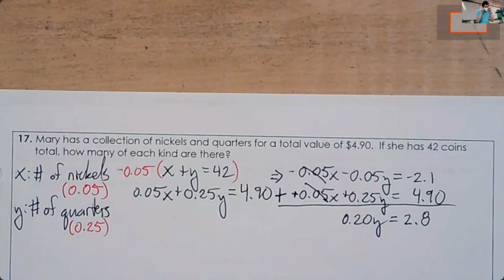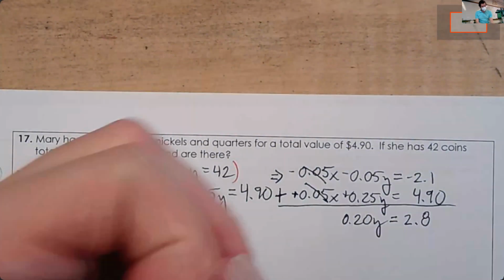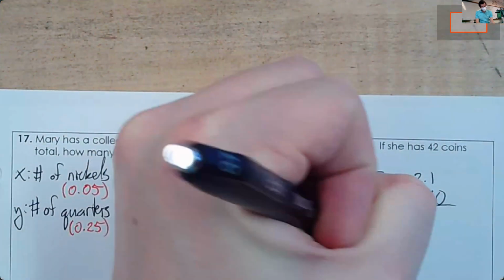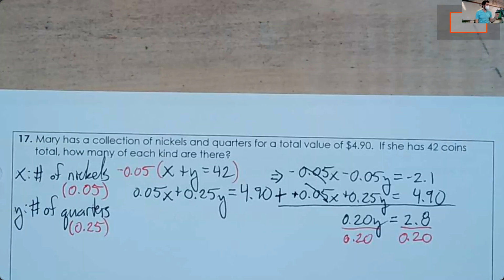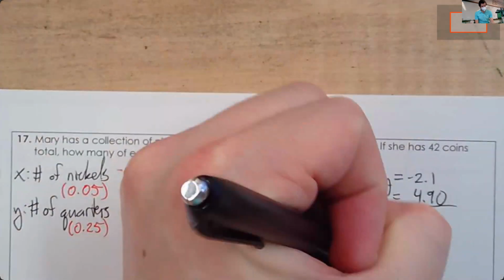So we add together the two equations, and then we're going to divide both sides by 0.20. And this should give us another positive whole number because we're trying to figure out how many nickels and how many quarters there are. You either have 1 or 2 or 3 or 4. You don't have half of a quarter or anything like that. So this is going to end up being 2.8 divided by 0.2, and it ends up being a whole number. It's 14. So y equals 14.